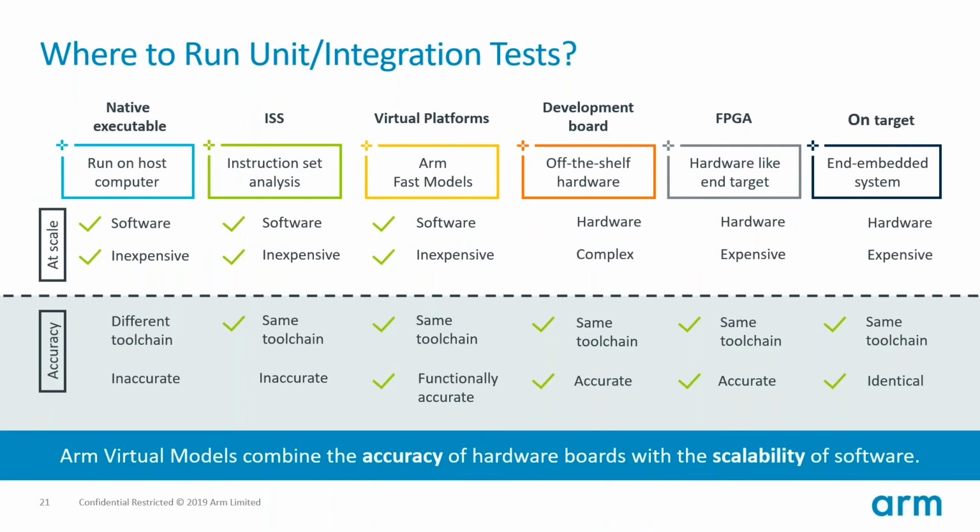But where to perform unit and integration testing? This is a common discussion point when talking about continuous integration. This slide looks at the various available solutions for embedded software testing. From running unit testing on native x86 hosts, which is, by the way, a very common technique, up to running it on a hardware board, either on a development FPGA or final target board.